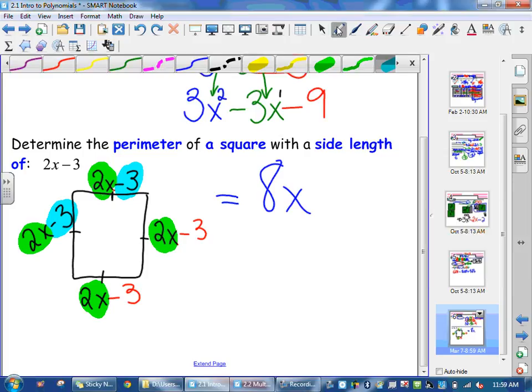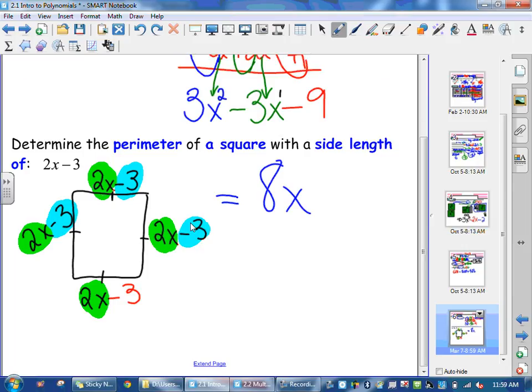Okay, we're going to add up all those negative 3's. Let's continue. Negative 3. You owe me $3. You owe me 3 more is 6. You owe me 3 more is $9. You owe me 3 more is 12. So since you owe it, it's a negative. So negative 12. Okay, that is the perimeter of a square. This concludes lesson 2.1 of polynomials.